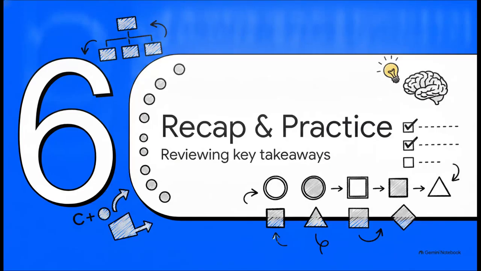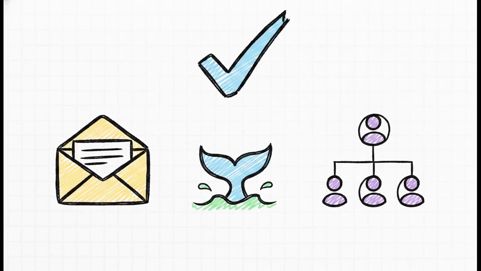Section 6, Recap and Practice Exercises. Reviewing key takeaways. Okay, let's wrap this up. Function overriding requires the exact same name, exact same return type, and exact same parameters. The virtual keyword is your best friend. It enables late dynamic binding at runtime so you can program in the general.